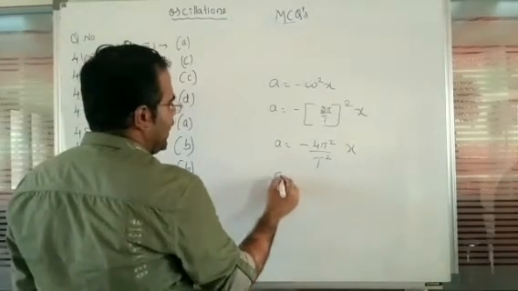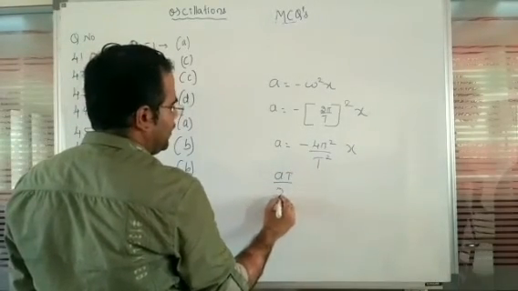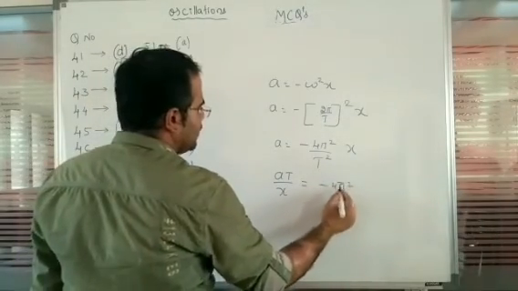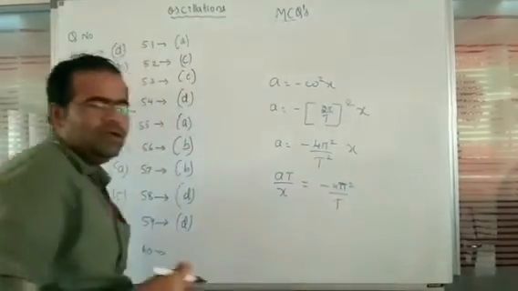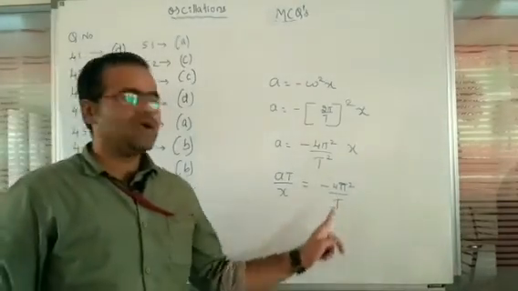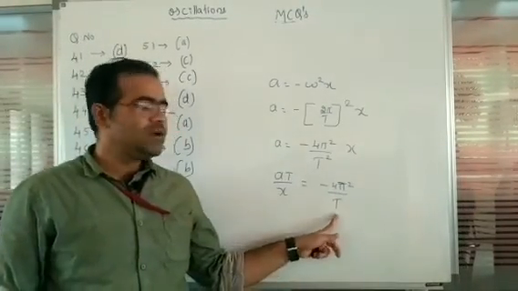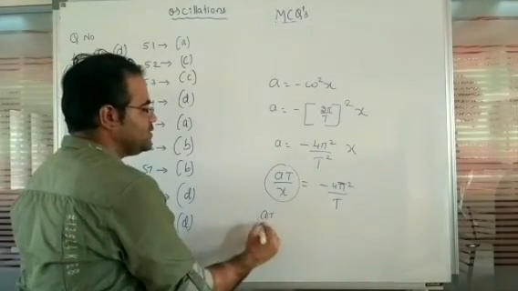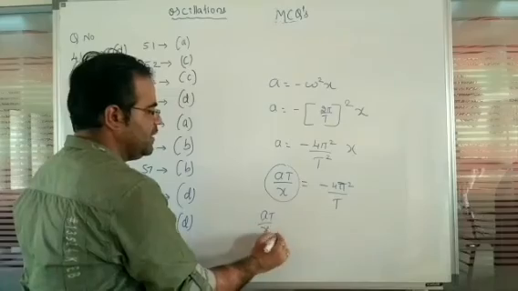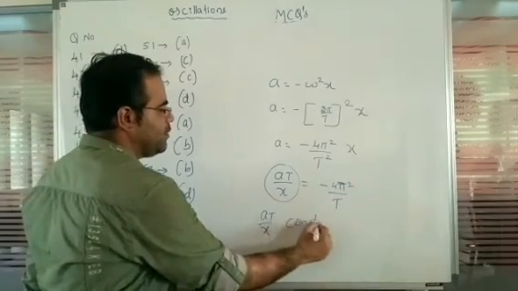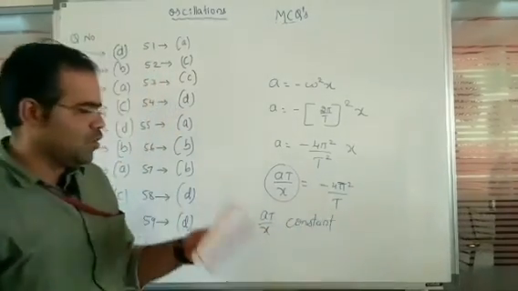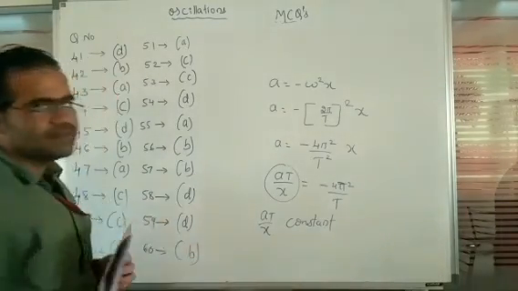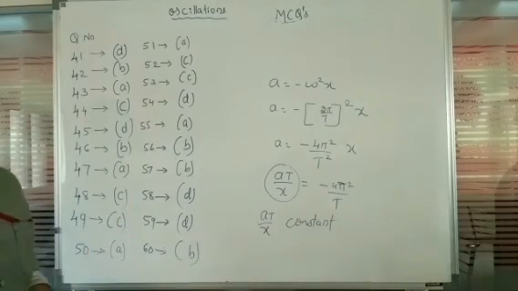Again, a into T square divided by x is equal to minus 4 pi square. Now 4 pi square is a constant term here, and the time period also remains constant, so a T square divided by x remains constant. So you are going to observe that a T square divided by x always remains constant. So the option for question number 60 will be B. So this completes your oscillations MCQs.